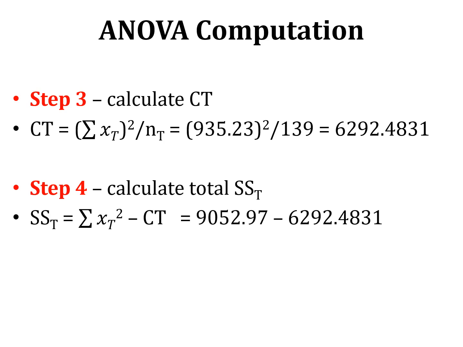Now step number 4 is we have to calculate the total sum of squares, and the formula for that one is summation x square minus correction term. So this is 9052.97 minus 6292.4831, and the answer is 2760.4869. So this is our total sum of squares.